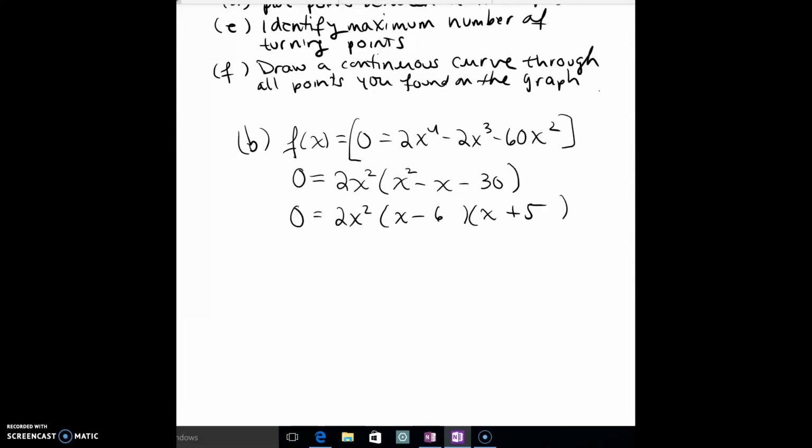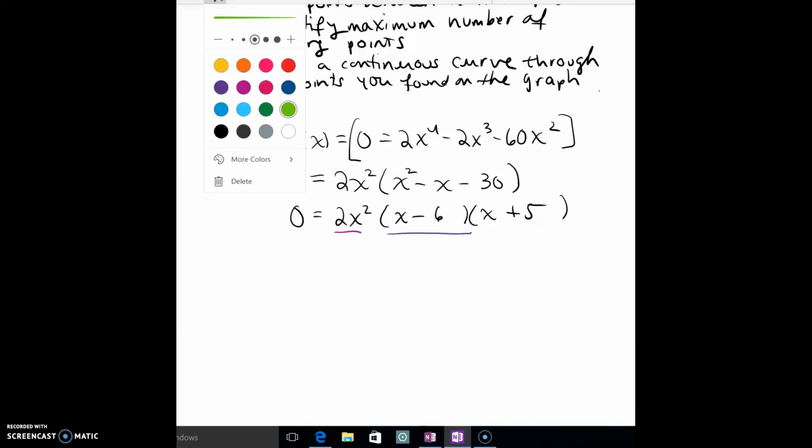Now we're going to set each one of these linear factors equal to 0 and solve. Set each one of these equal to 0 and solve.